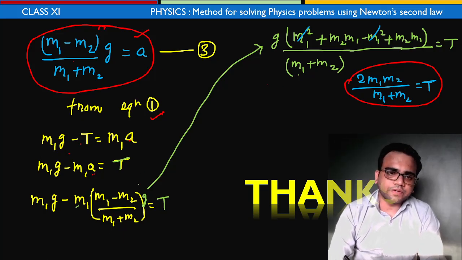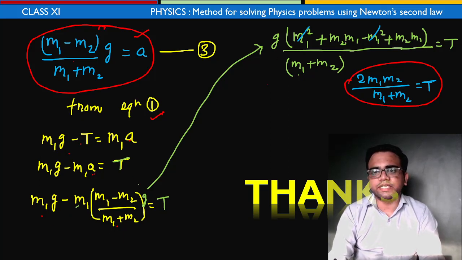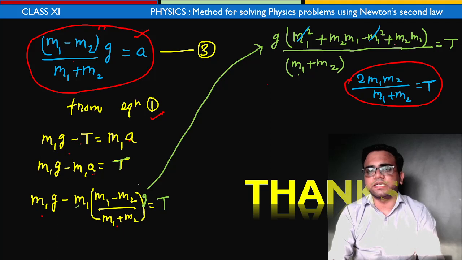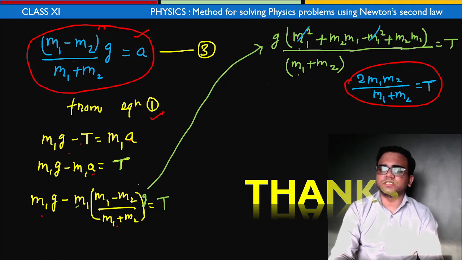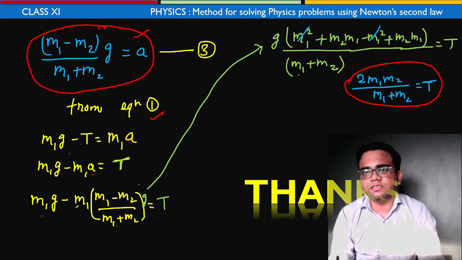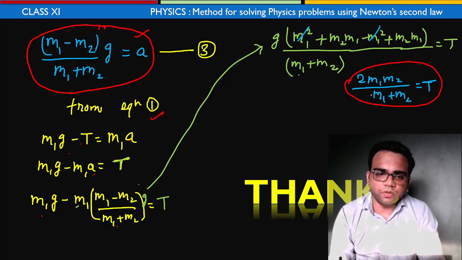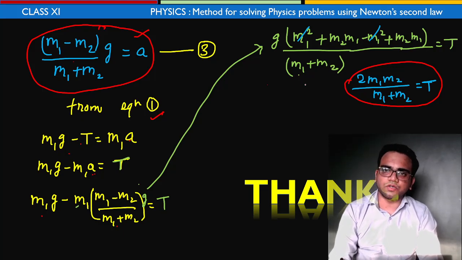We put the value of a and just solve. Take the LCM, multiply this m1 m2 into m1, and we get this, and multiply this m1 into the bracket, m1 minus m2, we get this. You will see m1 square minus m2 square will cancel each other, and we will get the nice answer 2 m1 m2 over m1 plus m2. I hope you understand this concept.